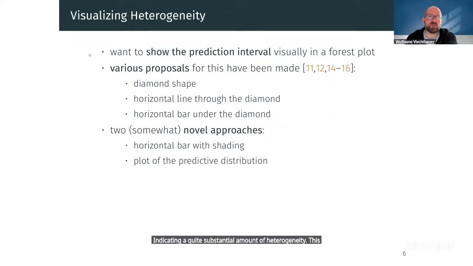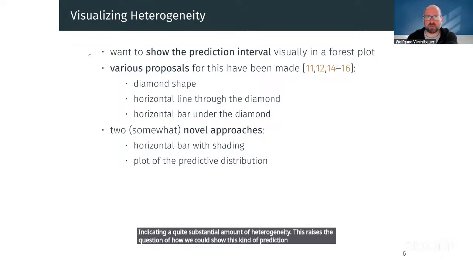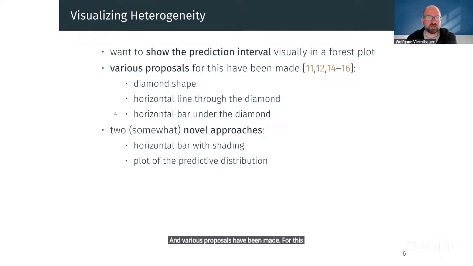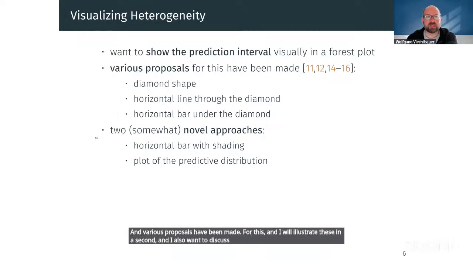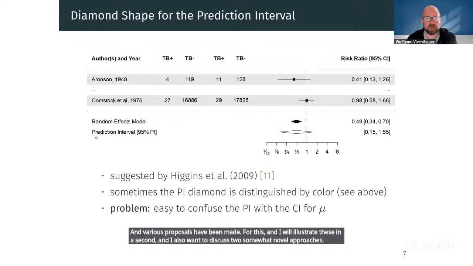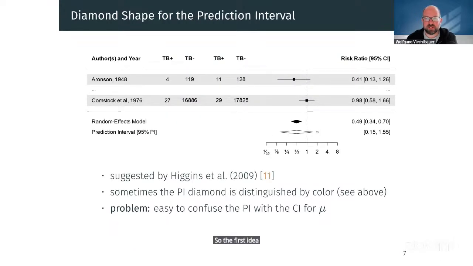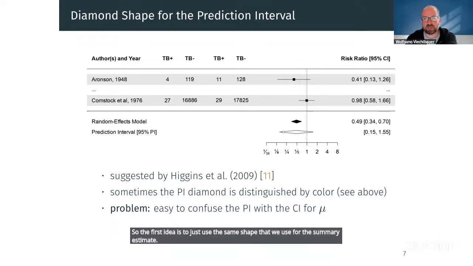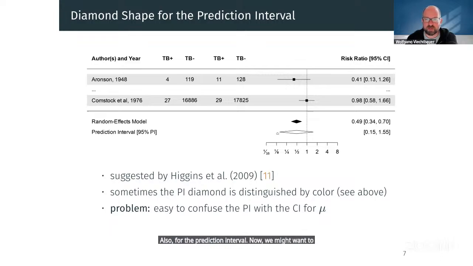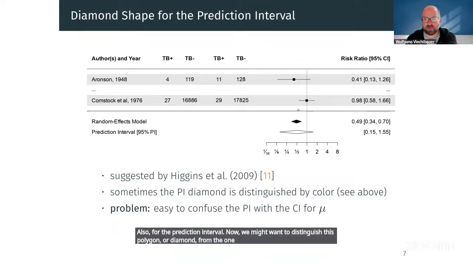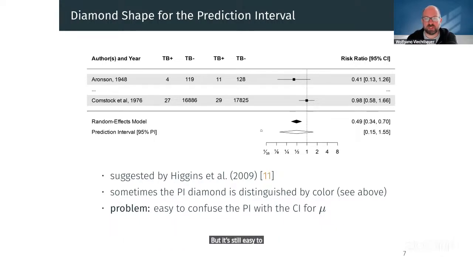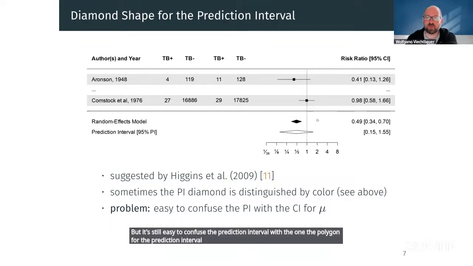This raises the question of how we could show this kind of prediction interval in a forest plot, and various proposals have been made for this, and I will illustrate these in a second, and I also want to discuss two somewhat novel approaches. So the first idea is to just use the same shape that we use for the summary estimate, also for the prediction interval. Now we might want to distinguish this polygon or diamond from the one for the pooled estimate by color. But it's still easy to confuse the polygon for the prediction interval with the one for the summary estimate.